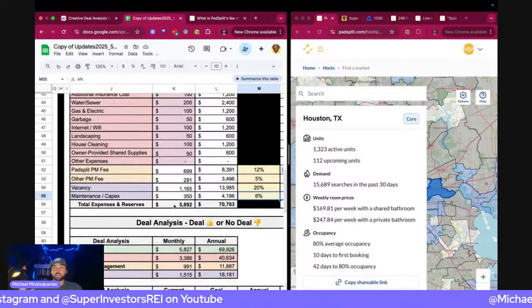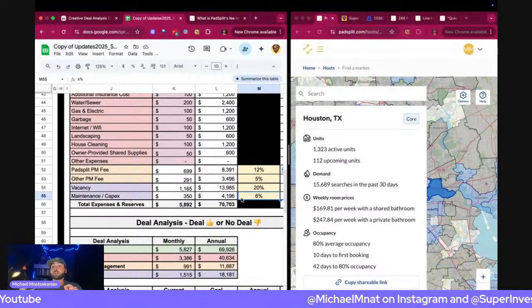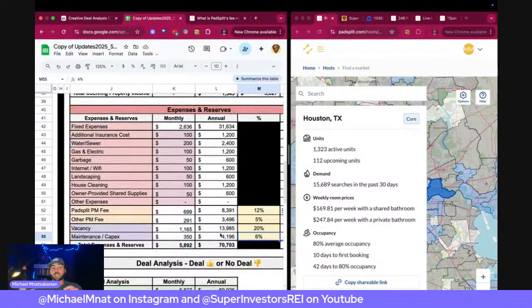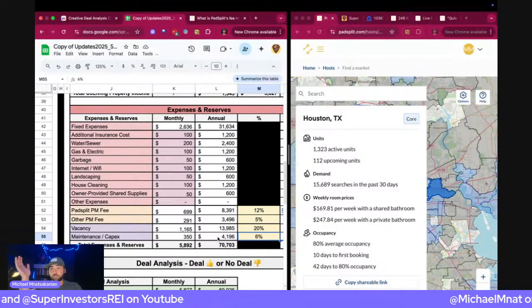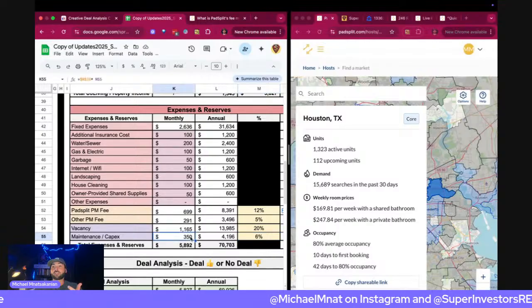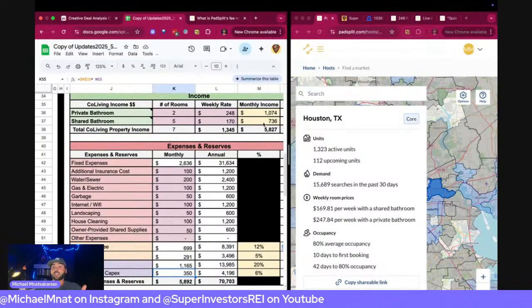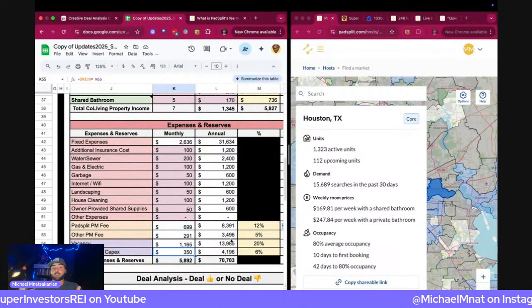Next is going to be maintenance and capital expenditures, and 6% is a solid amount for co-living rental income. This is saying 6% of this total income is set aside for reserves for maintenance and capital expenditures, replacing your roof in the future, plumbing issues, whatever. That's what that's setting aside. The rule of thumb for long-term rentals is 10%. However, long-term rentals, it's going to make half, if not less, income than this. So the actual dollar amount is higher for co-living, even at a lower percentage.